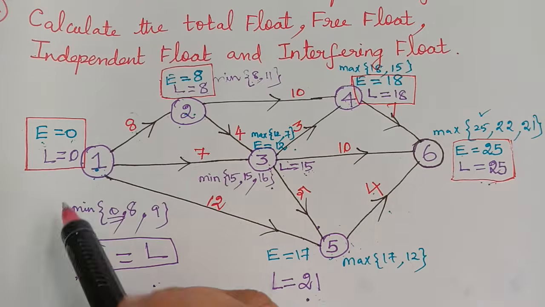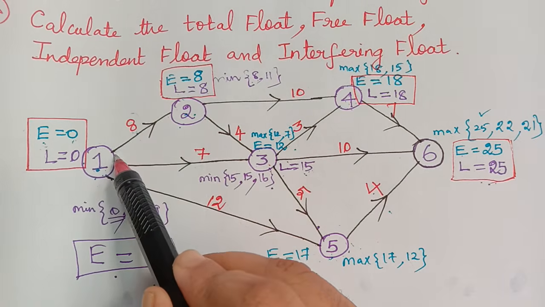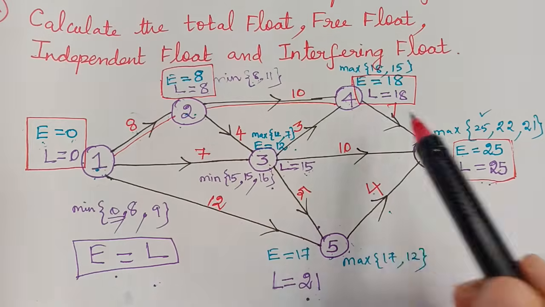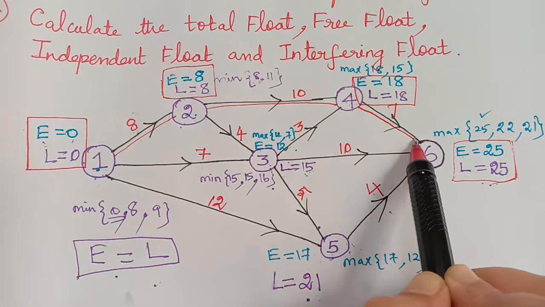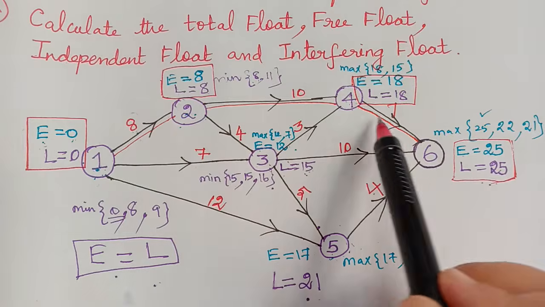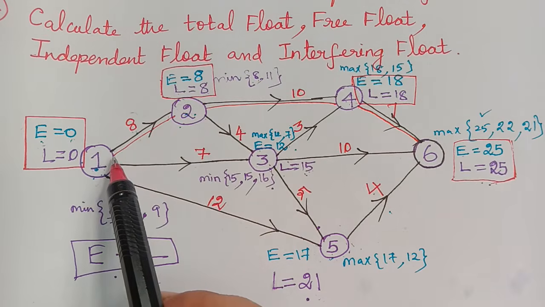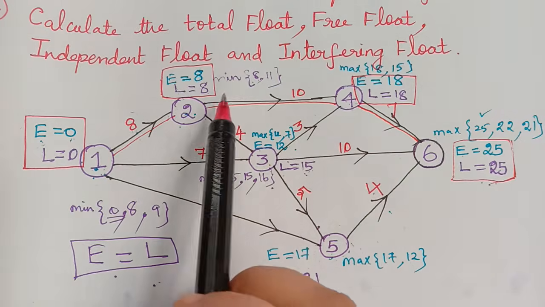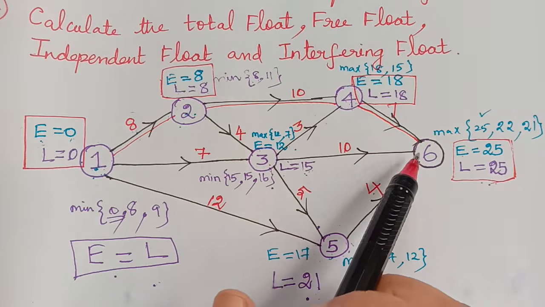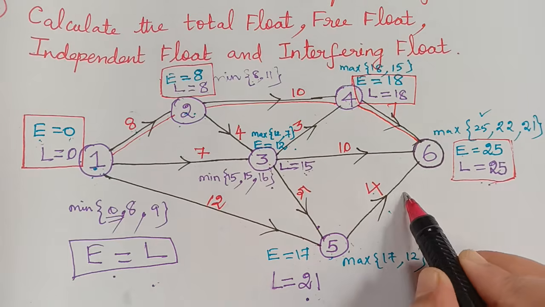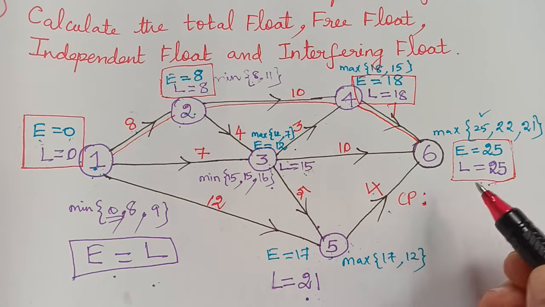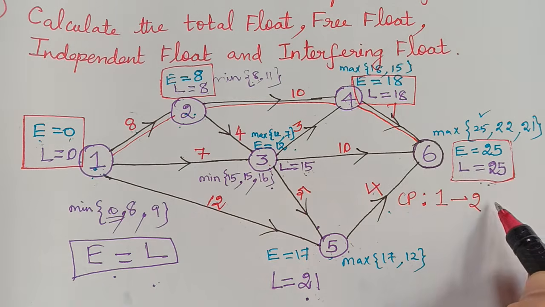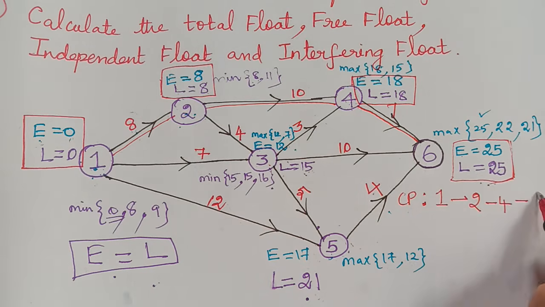And the activities that pass through these nodes are 1 to 2, and then 2 to 4, and then 4 to 6. So this gives us the critical path, and so therefore the critical path is 1 to 2, 2 to 4 and 4 to 6. So we shall write the critical path here. The critical path is 1 to 2, and then 2 to 4, and then 4 to 6.